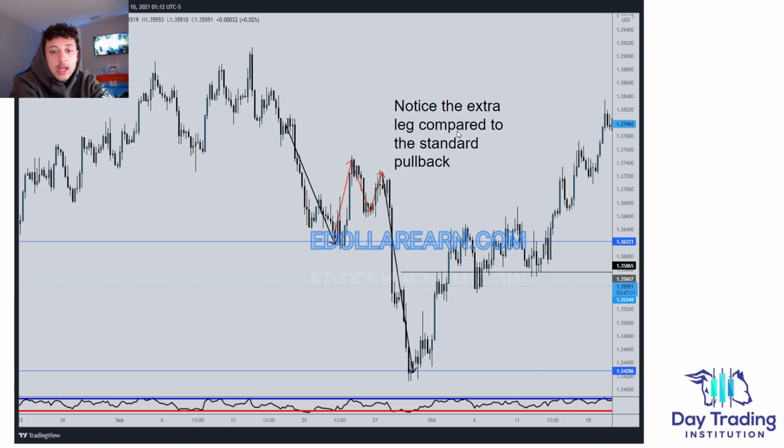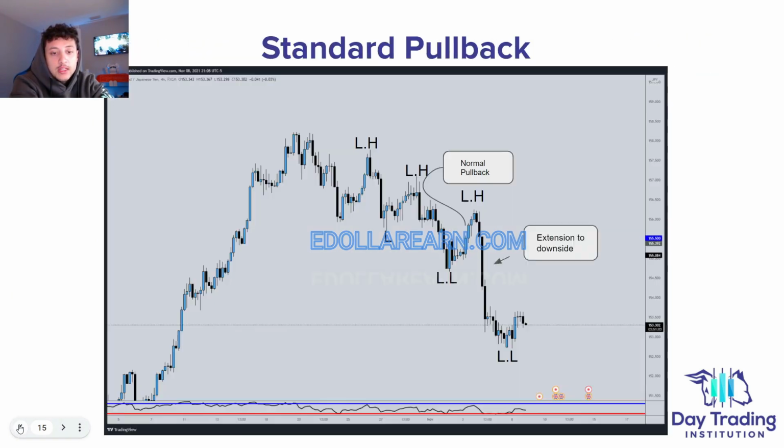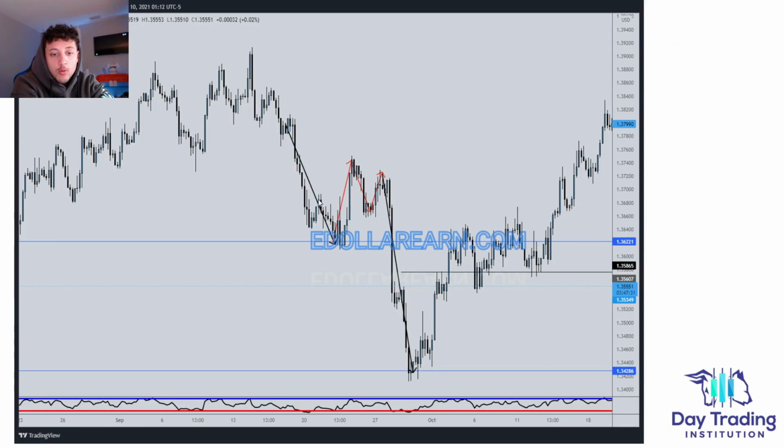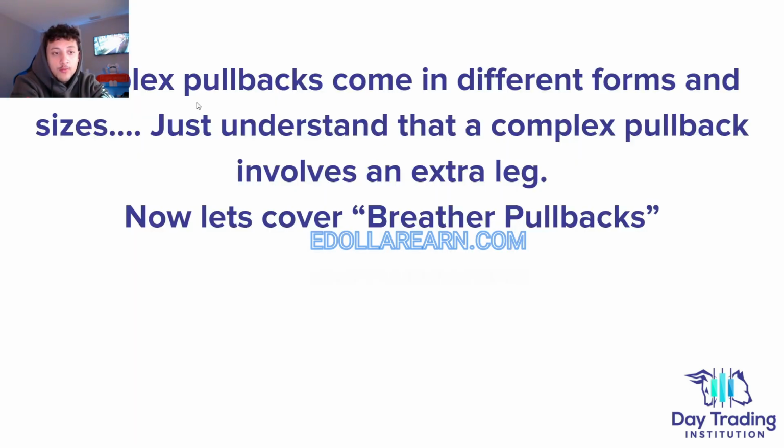Notice the extra leg compared to the standard pullback, which again, the standard pullback is going to be one leg up, one leg down, right? Notice again the extra leg instead of it being one leg up and then one leg down where it goes lower. It's just simply a pullback and then the next leg down, right? Now, complex pullbacks come in different forms and different sizes. Just understand that a complex pullback involves an extra leg.